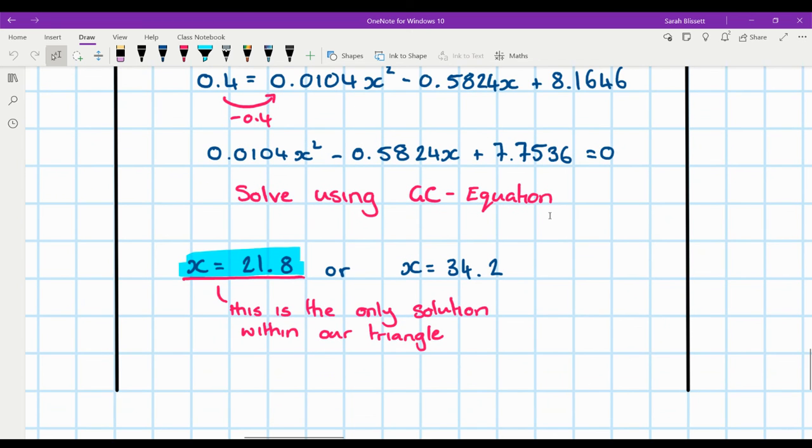If you don't know how to use the graphics calculator equation solver, make sure you let me know and we can go through that. What we end up with, because it is a quadratic, is 2 solutions, where x equals 21.8 or x equals 24.2. However, 21.8 is the only solution that is within the range of our triangle that goes from 12 to 28. So therefore, the solution to this problem is that x equals 21.8.